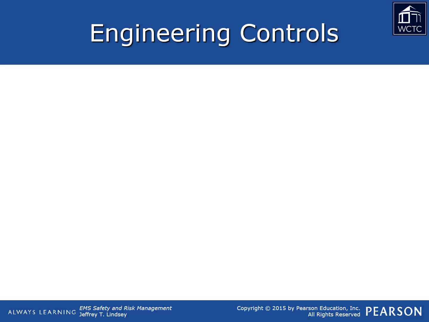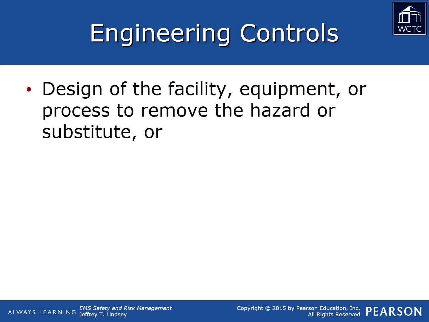Looking at these controls in a little more depth, we'll begin with engineering controls, which are based on three simple principles. The first principle involves the intentional design of the facility, equipment, or process to remove or mitigate the hazard. If possible, the hazard may be substituted with something else that generates less risk. These are controls that are in place and function without the need for human intervention. Airbags in a vehicle, for instance, are a type of engineering control designed to mitigate the risks to a vehicle occupant in the event of a crash.